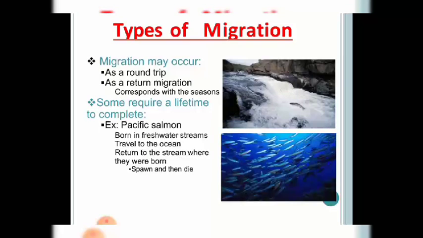As we are seeing here, the migration may occur as a round trip or a return migration. Some animals move only in one direction, and some animals are bidirectional. Once the movement is completed or the season is done, they come back to their native place or their native habitat. So this is about round trip and return migration.